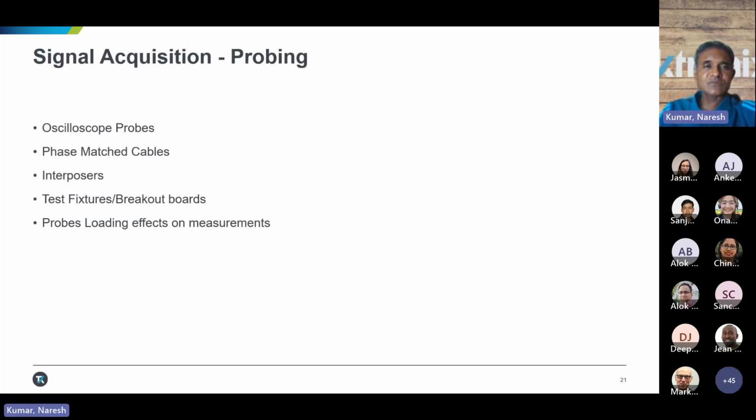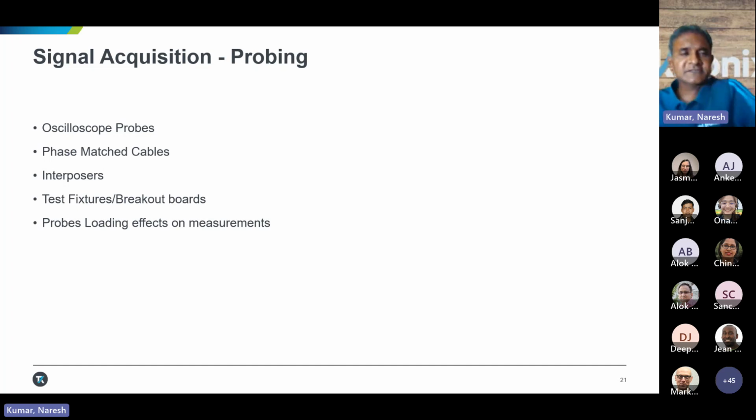Let me move forward to the next one. So probing is very critical. In fact, a lot of times people say that the best of the equipment is useless if the probe is not up to the mark or is not matching the characteristic of the generator. In the case of a generator it could be cables, but in the case of an analyzer it is predominantly the probes which are getting the signal to the instrument for measurement. So there are probes with characteristics which are well defined. Phase match cables is another important requirement.